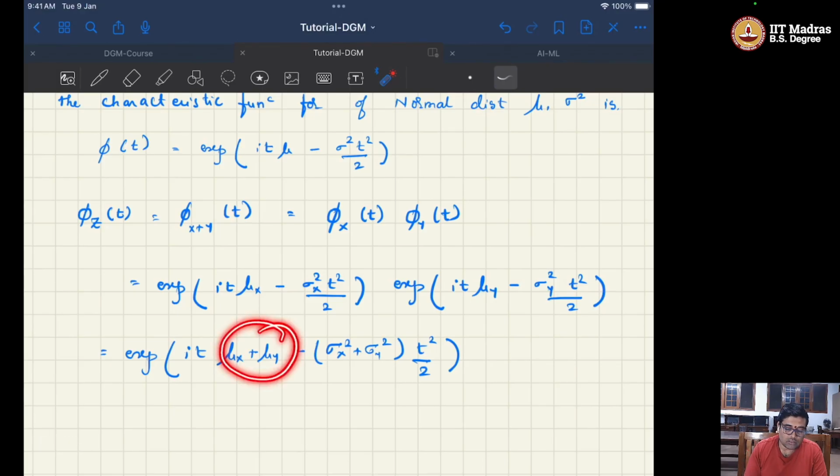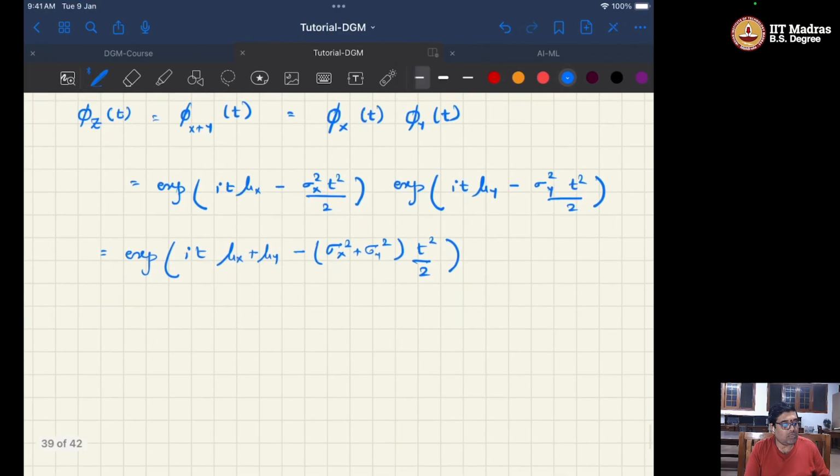Now this is the mean and this is the variance. This actually means that Z is normally distributed with mean mu X plus mu Y and variance sigma X square plus sigma Y square. Okay, this is the formula. And then use this and substitute in the error computation that we did.